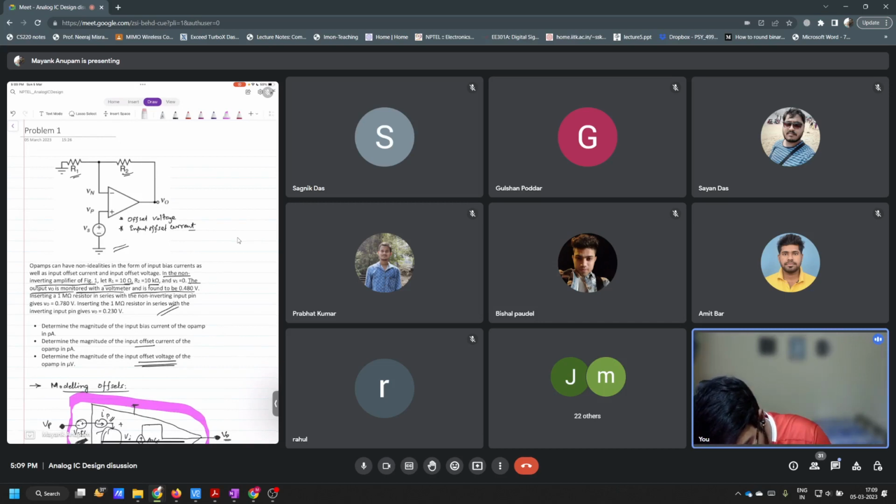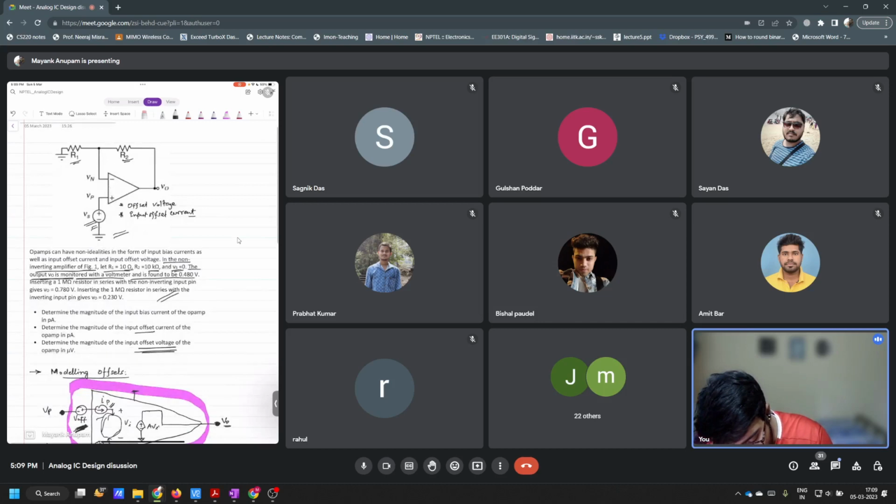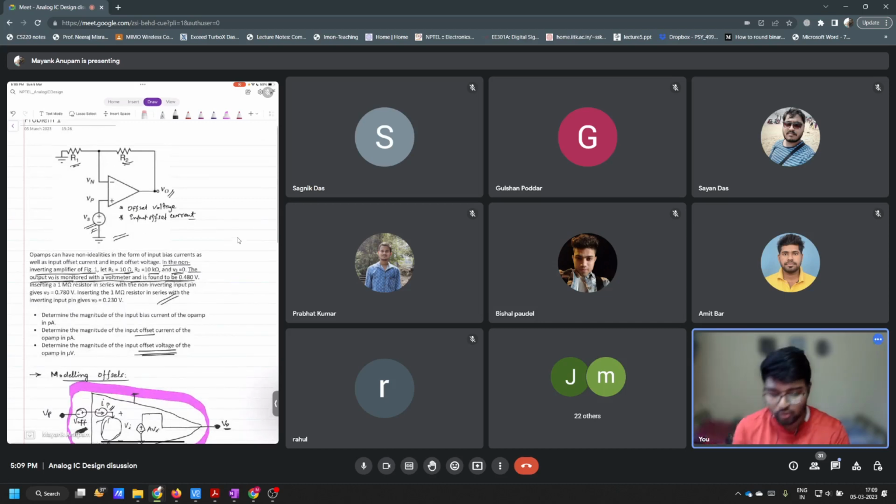So basically they have nullified the input, right? This was an externally applied input and they have nullified it. Vs is equal to 0, so that is why it is nullified. After that, the output VO is monitored with a voltmeter and is found to be 0.480 volt, after doing all that nullifying.